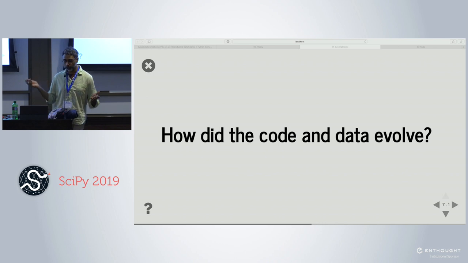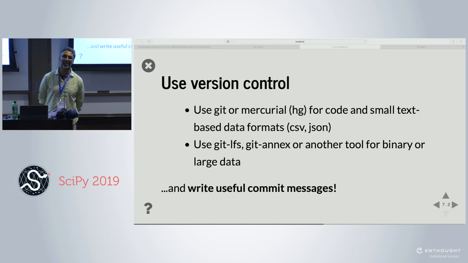Okay, so the third question we need to answer is, how did the code and data evolve? Any ideas on how we can solve this problem? How can we capture how code and data evolved? Version control. Version control, exactly. So yeah, use version control. How many people here are familiar with Git? Okay, that's very, very good. And that's basically everyone. Does anyone use Mercurial or anything else? Okay, a couple of people. All right.